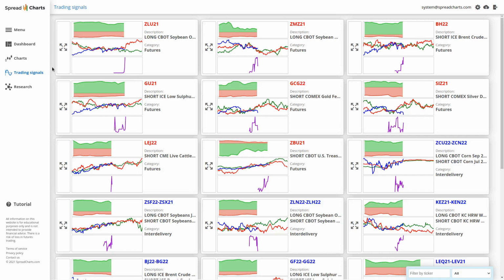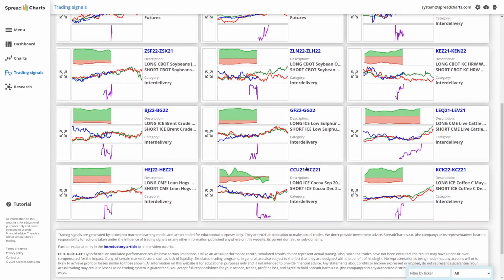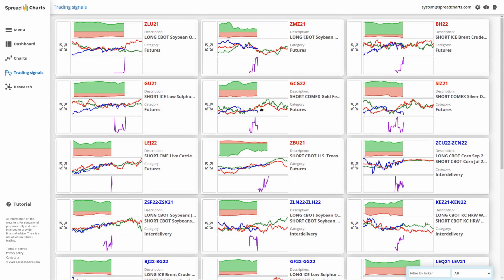You may already notice that the signals are located in the main menu under this icon that is currently highlighted in blue. And the signals are organized into a grid of tiles. So let's explain on the example of a single tile what each individual signal contains. Let's select, for example, this signal on outright futures, specifically on silver.